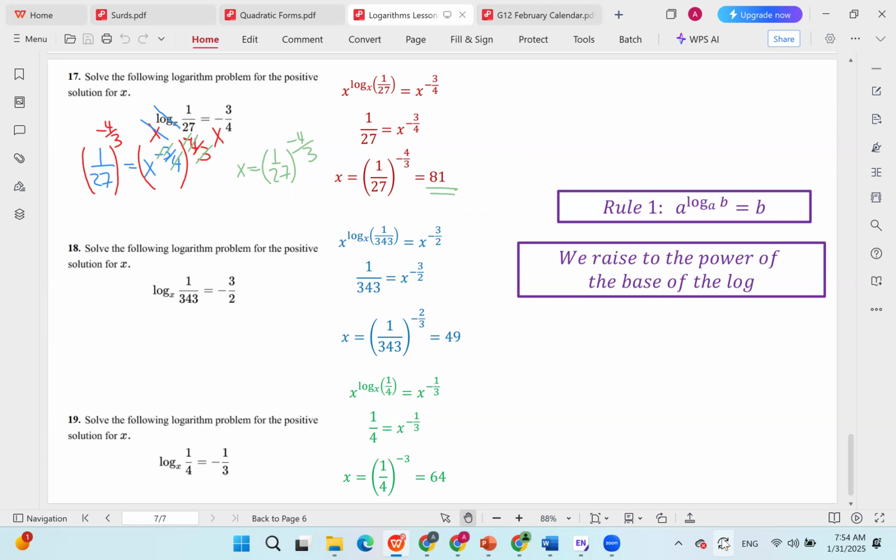Bear in mind that we do not change the sign of the power. So the power here was negative. I raised both to a negative power as well in order for the negative to cancel the negative.